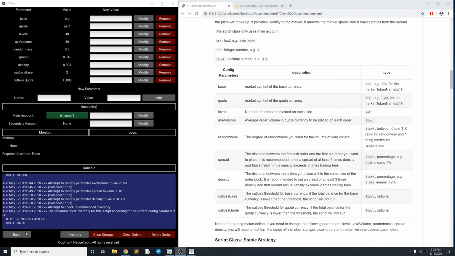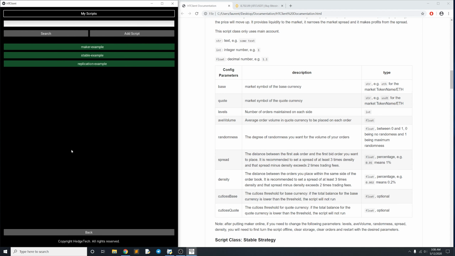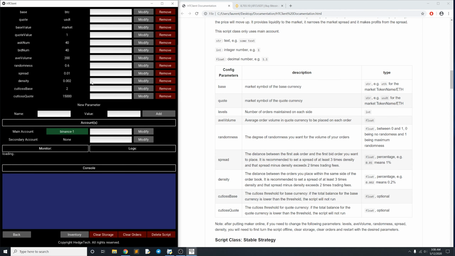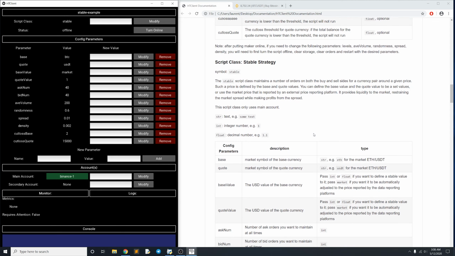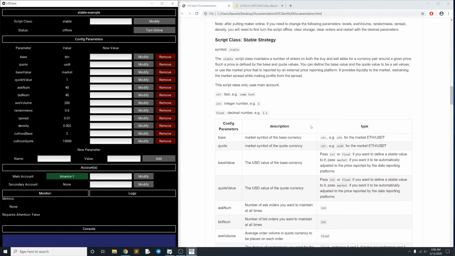Okay, so let's move on to stable. So here is a stable example. Let me go to the corresponding section in the documentation. So stable is a script class that is suitable for stable coins, obviously, or if you want to match the price on your platform to a price reporting platform like CoinGecko.